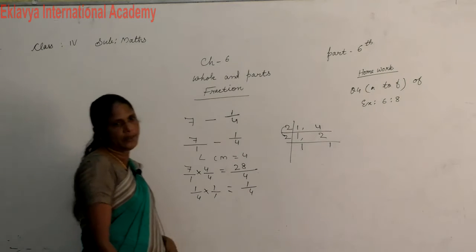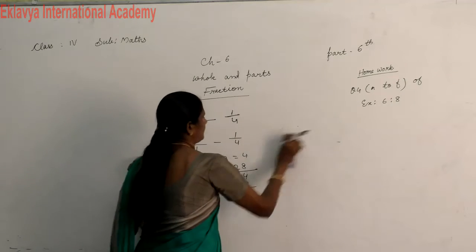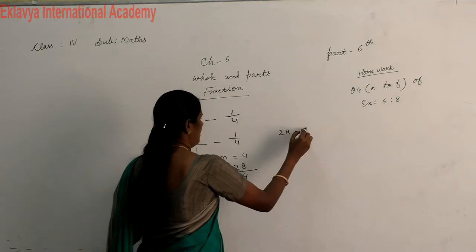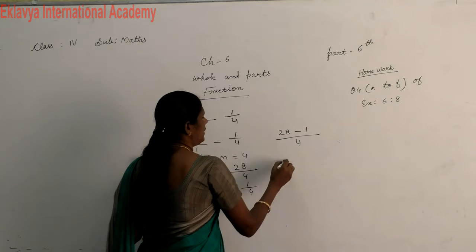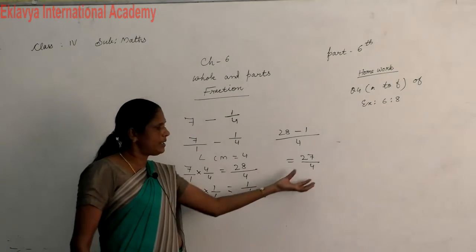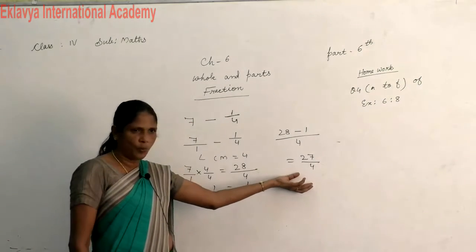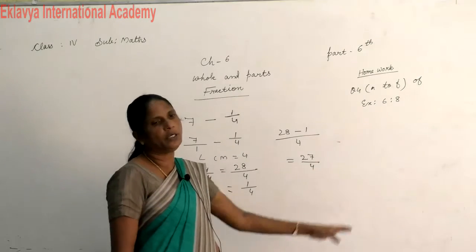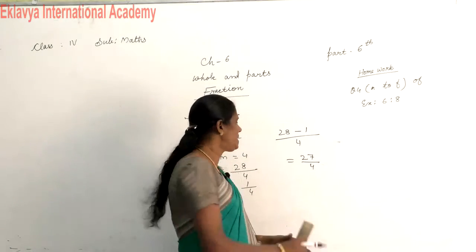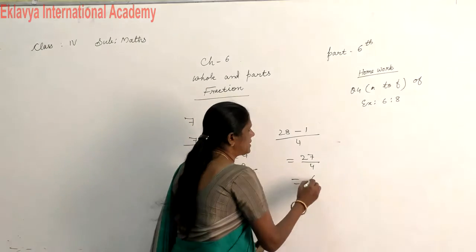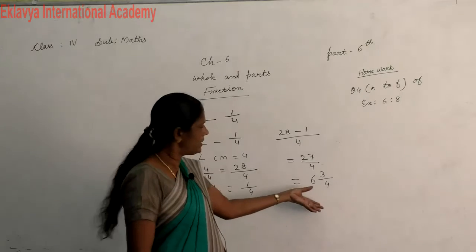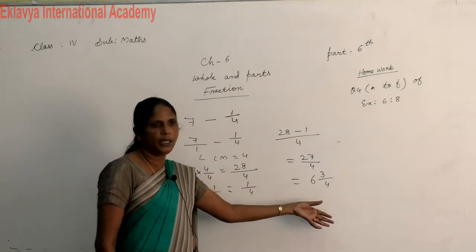Now we subtract this number. 28 minus 1 upon 4 is equal to 27 upon 4. Which fraction is this? Improper fraction. First you convert this improper into mixed, that is 6 3 by 4. Our answer is 6 3 by 4.